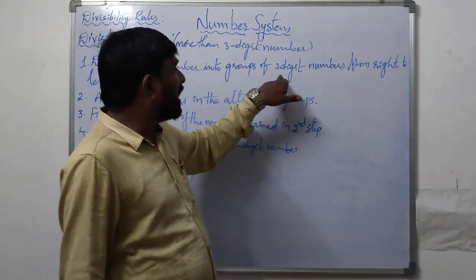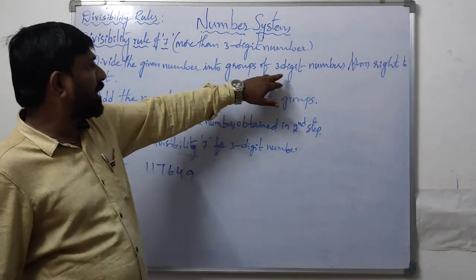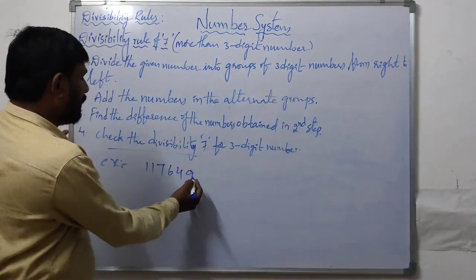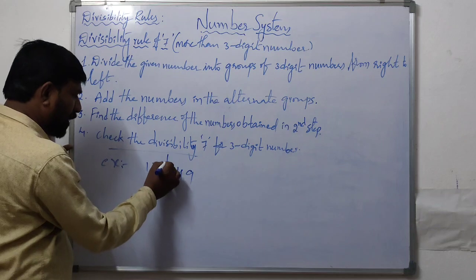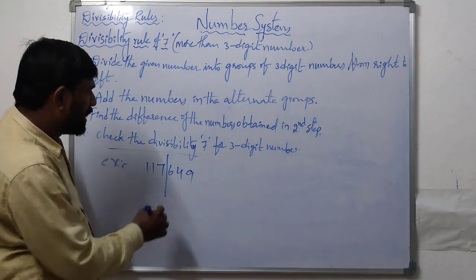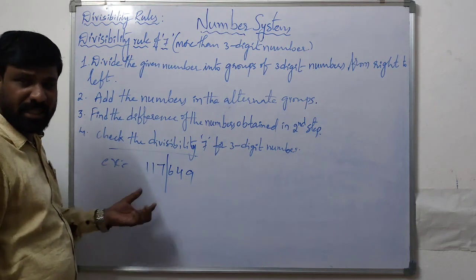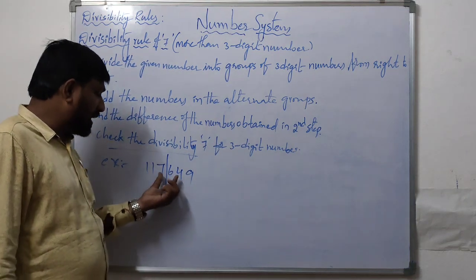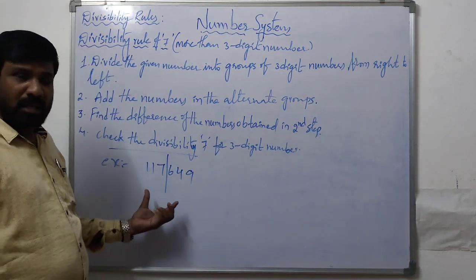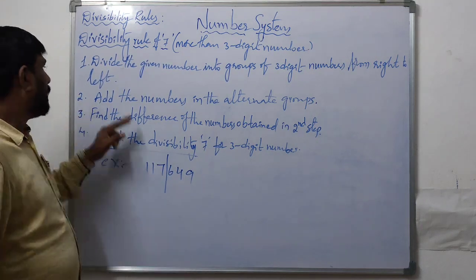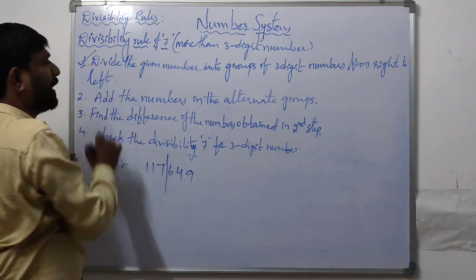How? In 3-digit groups. Every group should contain 3 digits, from right to left. Draw a line like this for every 3-digit group. In an earlier example we had only one group; in this case it is divided into 2 groups, as it has 6 digits. The first step is completed.